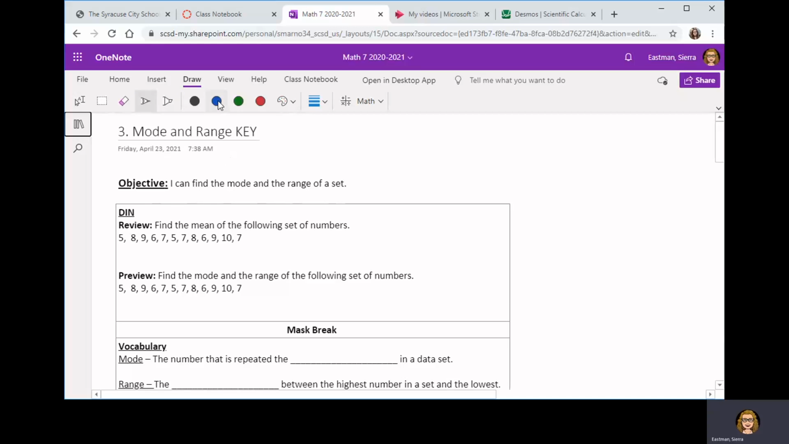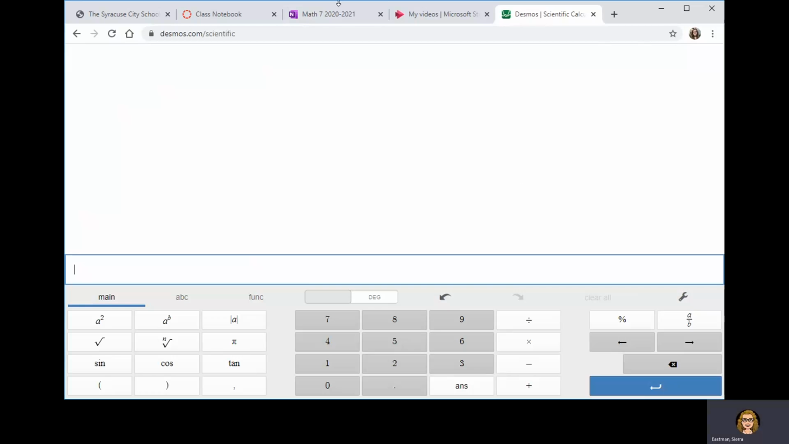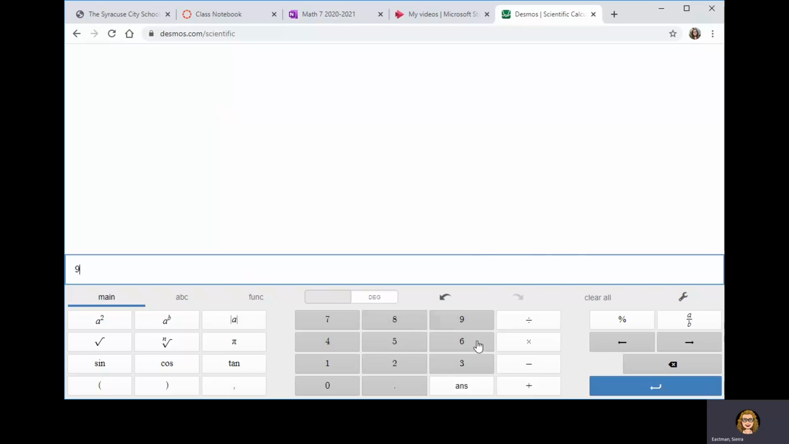All right, hopefully you paused your video there. We're gonna go ahead and find the mean of this data set by finding our total, adding them all together. I'm gonna go ahead and do this in my desmos.com/scientific calculator. As you'll see, I had all of the calculations I made for our last video yesterday, and now we're going to change to these ones instead. So we have 5 plus 8 plus 9, 6, 7. I'm going to start with those first.